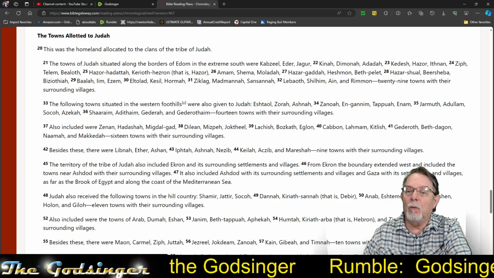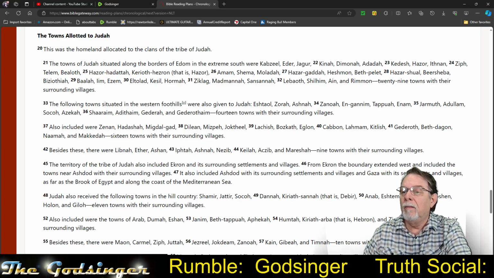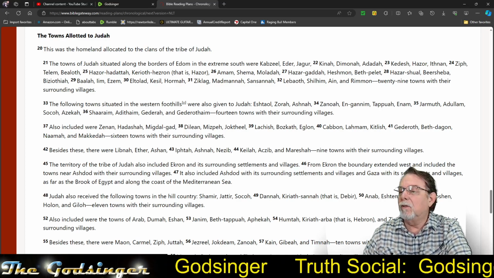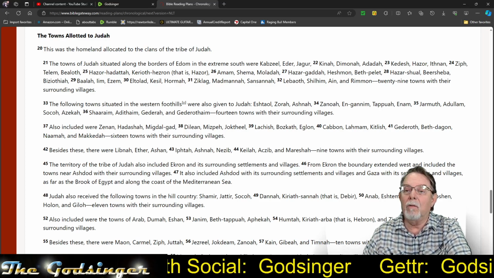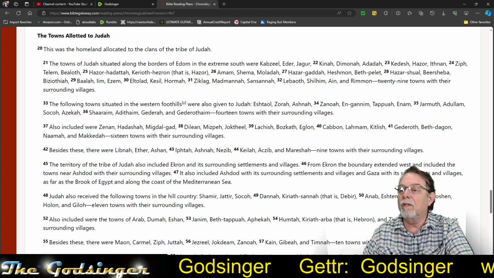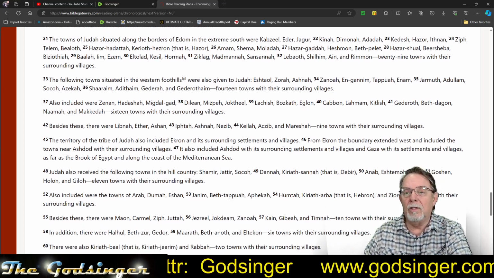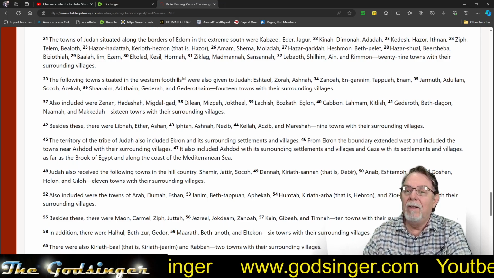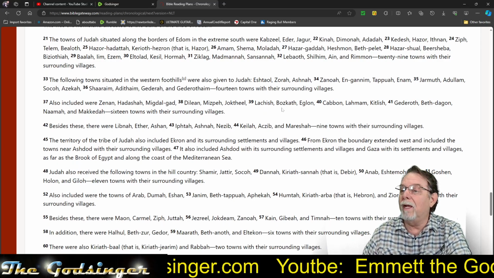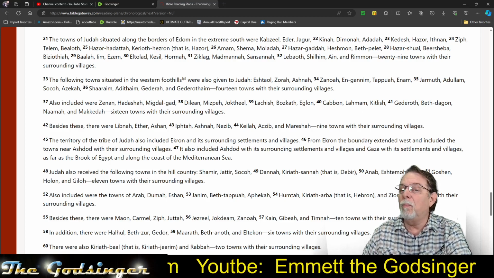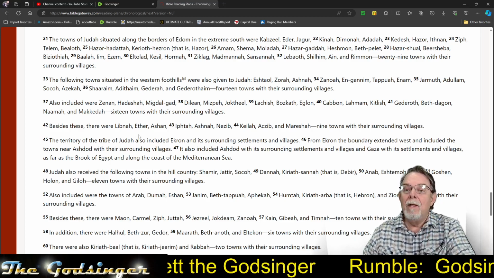The following towns situated in the western hills were also given to Judah, and a bunch of other names. Eshtaol, Zorah, Ashnah, Zanoah, En Gannim, Tappuah, Enam, Jarmuth, Adullam, Socoh, Azekah, Shaaraim, Adithaim, Gederah, 14 towns with their surrounding villages. Also included were Zenan, Hadashah, Migdal Gad, Dilean, Mizpah, Joktheel, Lachish, Bozkath, Eglon, Kabbon, Lahmam, Kitlish, Gederoth, Beth Dagon, Naamah, Makkedah, 16 towns in the surrounding villages.